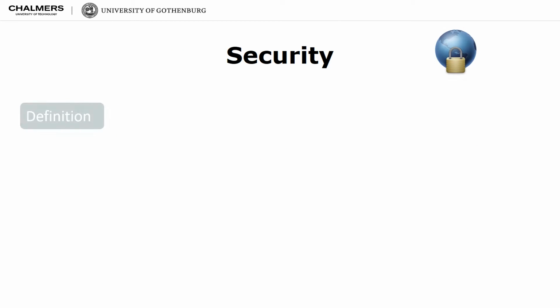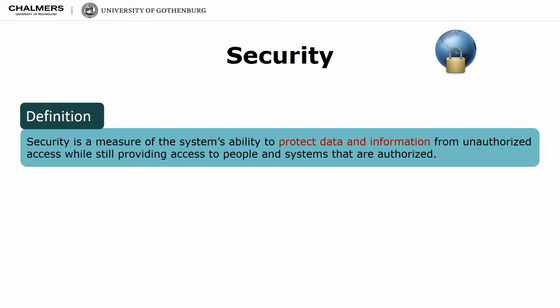An action taken against a computer system with the intention of doing harm is called an attack and can take a number of forms. It can be an unauthorized attempt to access data or services or to modify data, or it may be intended to deny services to legitimate users. Security is a measure of the system's ability to protect data and information from unauthorized access, while still providing access to people and systems that are authorized.